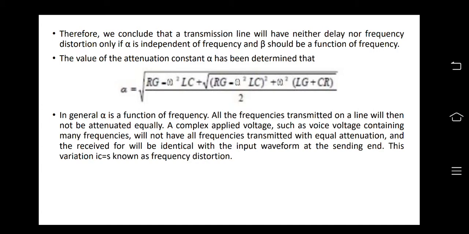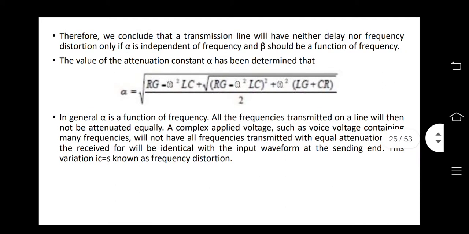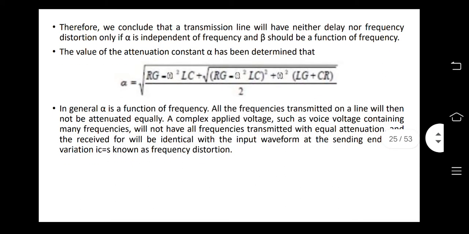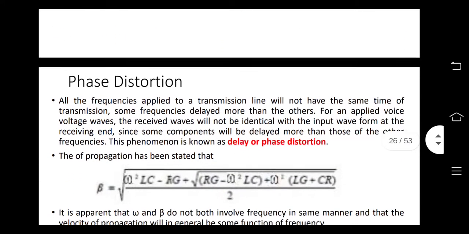So these are the values of the attenuation constant alpha, as given in the equation. Generally alpha will be a function of frequency. All the frequencies transmitted will not be attenuated equally. So a complex supplied voltage, such as a voice voltage containing many frequencies, will not have all frequencies transmitted with equal attenuation, and the received wave will not be identical with the input waveform at the sending end. This variation is known as frequency distortion.